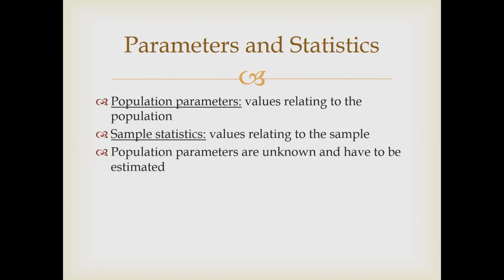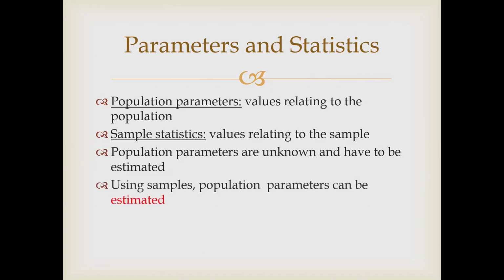They can be estimated from the sample statistics. Using the values of the sample, called sample statistics, population parameters can be estimated, not calculated. Estimated, so there can be error. It's not a calculation where you will get the correct result. For the sample, you will get the correct result. For the population, you can estimate the values, but the estimated values may be more or less than the real value.